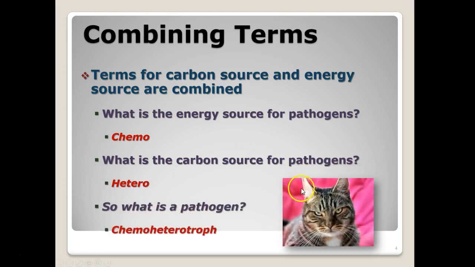So I have a picture of a cat here. Yes, cats are not pathogenic, but they are chemoheterotrophs. We are chemoheterotrophs, and many bacteria are chemoheterotrophs, especially pathogens, because pathogens are using us as a carbon source and as an energy source.